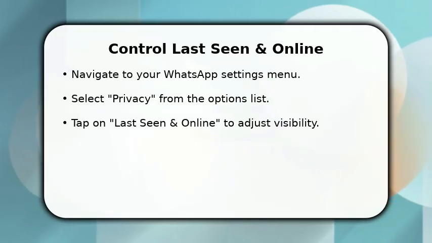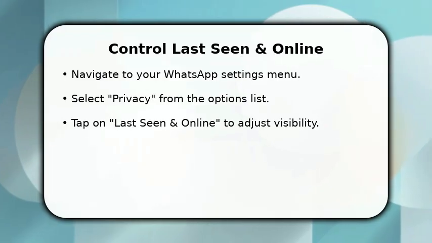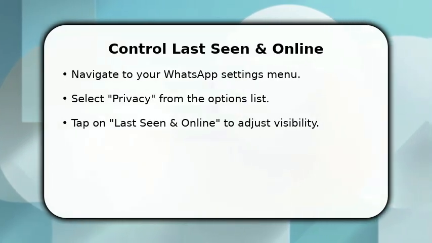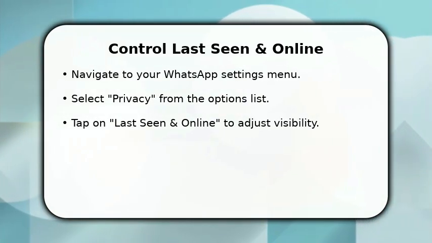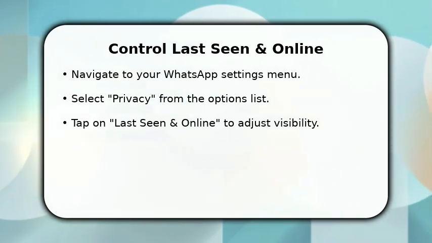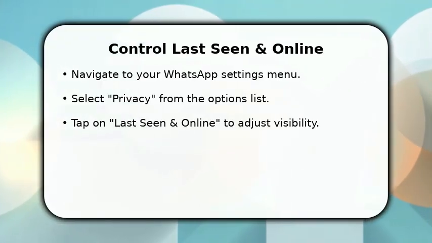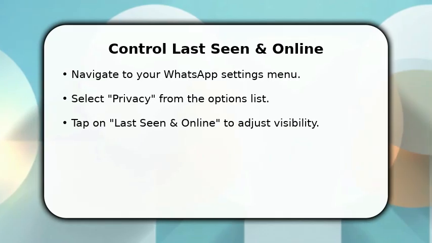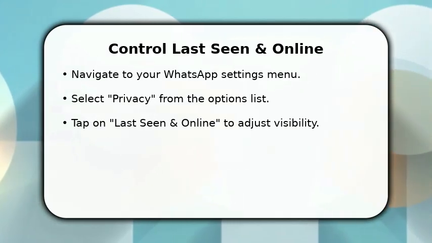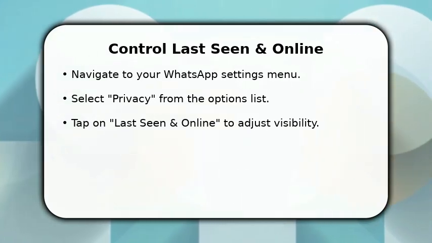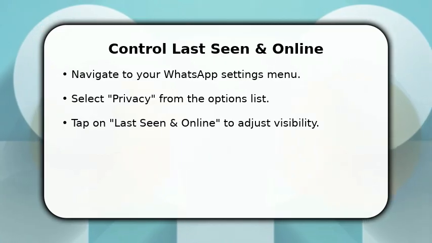In this video, I will explain how to hide online on WhatsApp. First, open WhatsApp and tap on the three dots or your profile picture to access settings. From there, select Privacy. Now, tap Last Seen and Online. To truly hide, choose Nobody for who can see my last seen, and then select Same as Last Seen for who can see when I'm online. This ensures your online status is hidden from everyone.